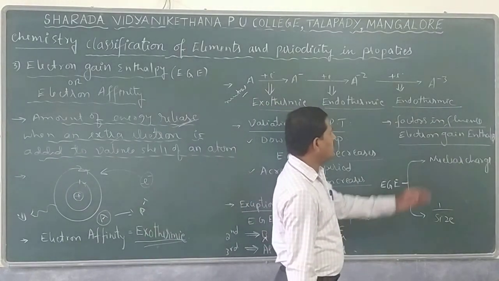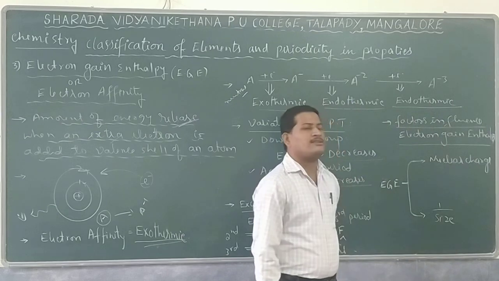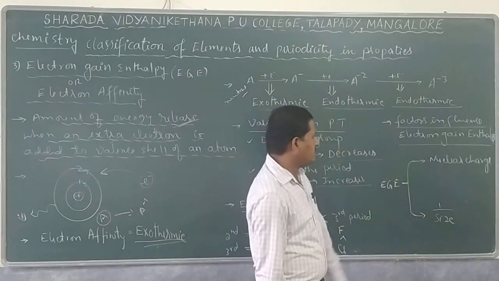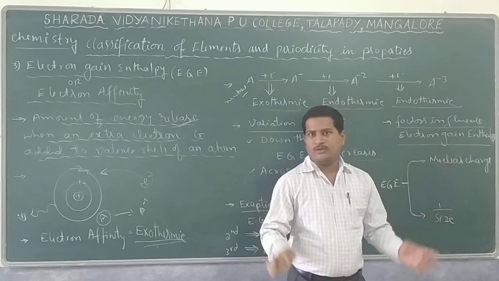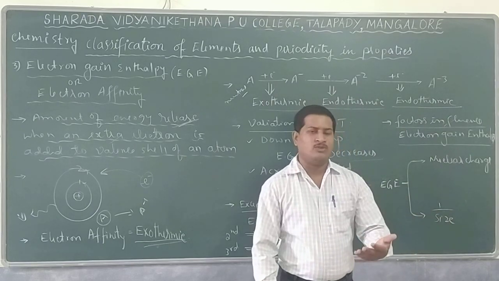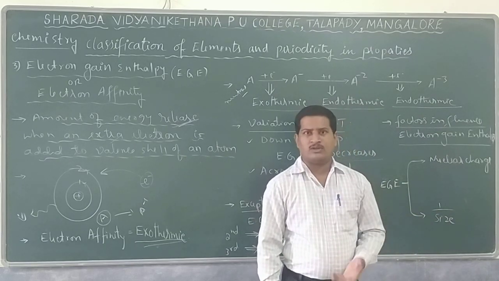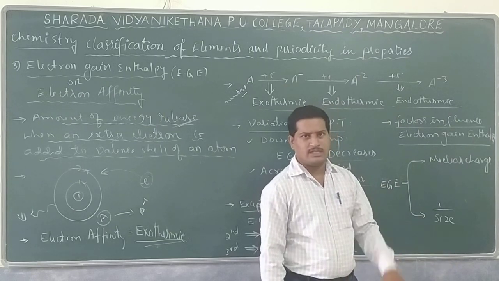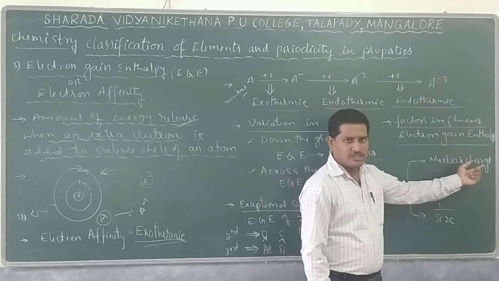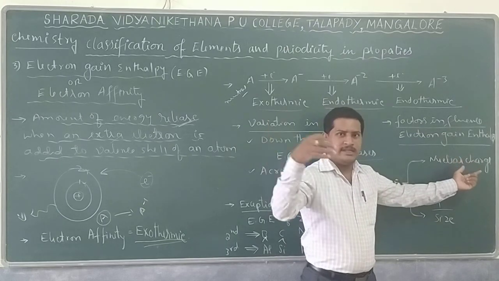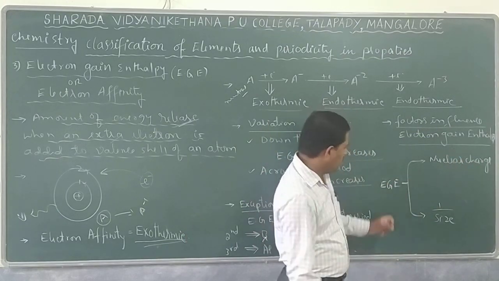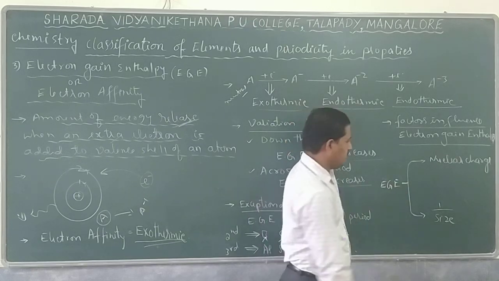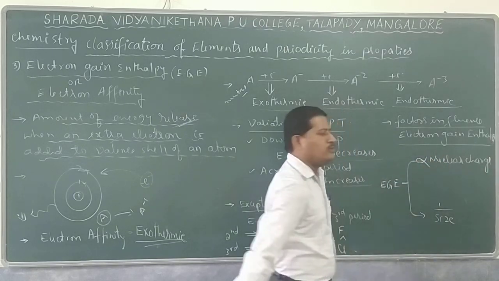Let us see what factors influence the electron gain enthalpy. Mainly two factors: one, nuclear charge; the other one is the size. When the nuclear charge is more, the atomic number is more. If the number of protons is more, the nuclear charge is more. So the greater the nuclear charge, the more easily it attracts the incoming electron, thereby more energy is released. So electron gain enthalpy is found to be more. So this is directly proportional to nuclear charge.